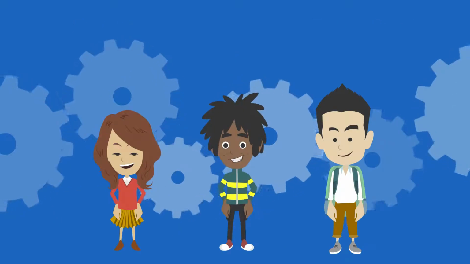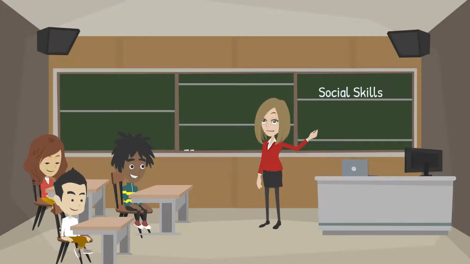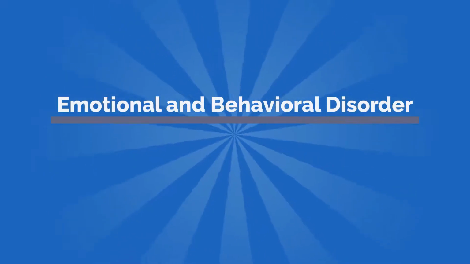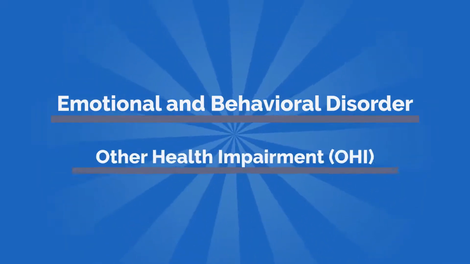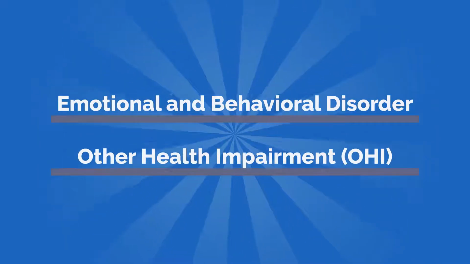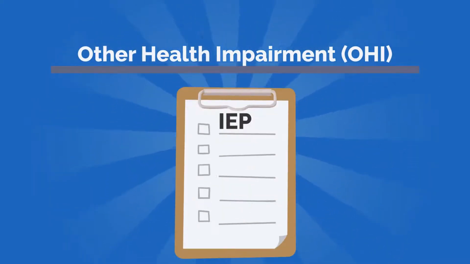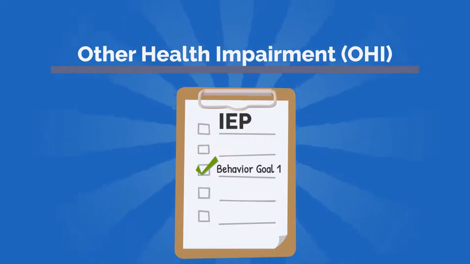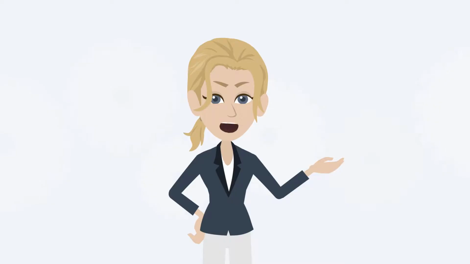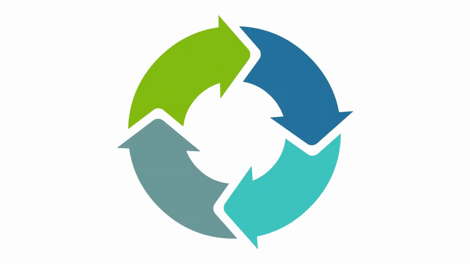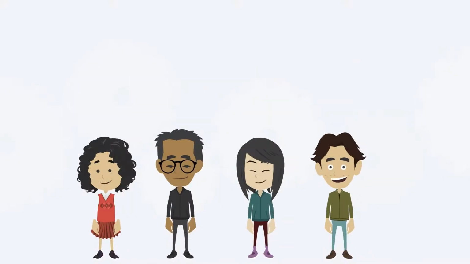To participate in the study, students must receive special education services under the Emotional and Behavioral Disorder or Other Health Impaired category. For students receiving services under OHI, they would have to have at least one behavioral goal on their IEP. This short video will provide an overview of the research process for the iControl study and describe what would be required of participating teachers and students.